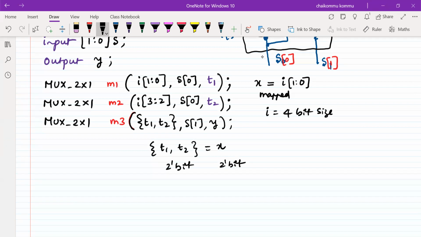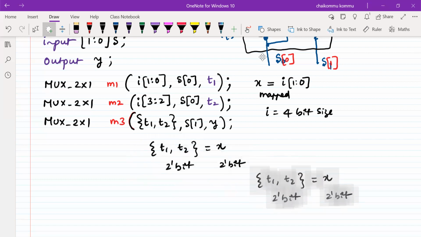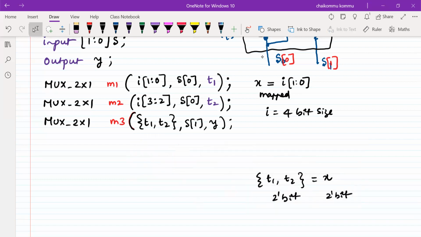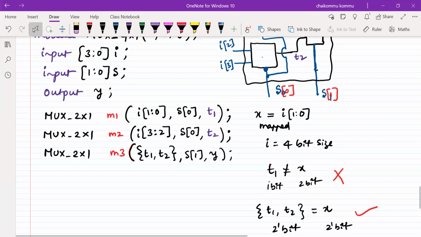Clear? So this is how we have to do this. This is what is acceptable. In the earlier one, it is not acceptable, because T1 is not equivalent to X: it is a 1-bit size and X is a 2-bit size. That's the reason why I have used the concatenation operation. So everything is written. Finally, we need to write the end module.